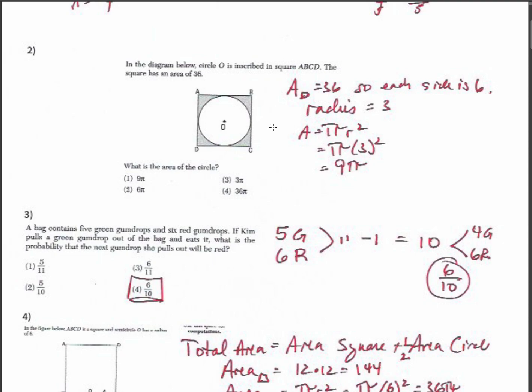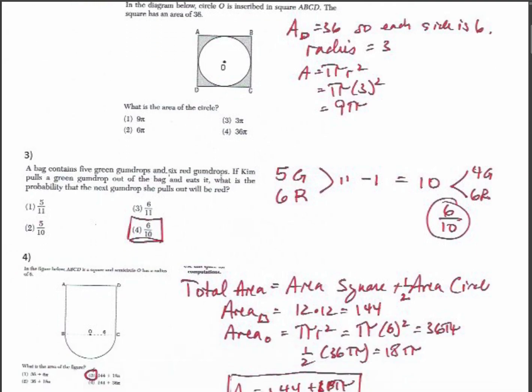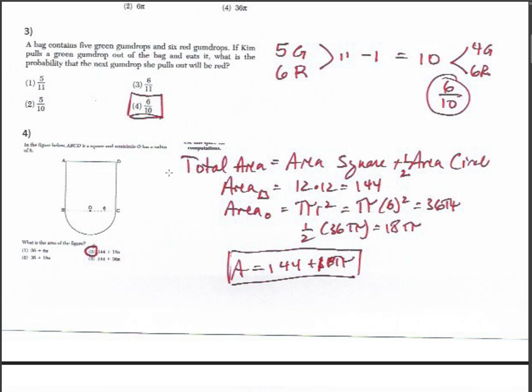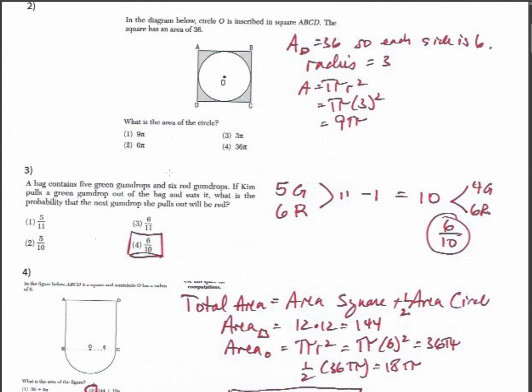And if I then do the area of the square minus the area of the circle, I would get the shaded region. But I got a step ahead of myself, and it didn't even ask me what the shaded region was. All it asked me about was the area of the circle, so I don't even have to do the shaded region. This is even easier than I thought. It's just pi r squared, and the radius is 3, so it's 9 pi. Choice 1.